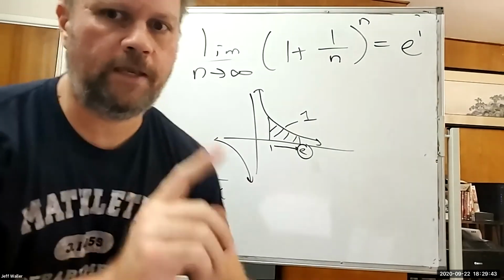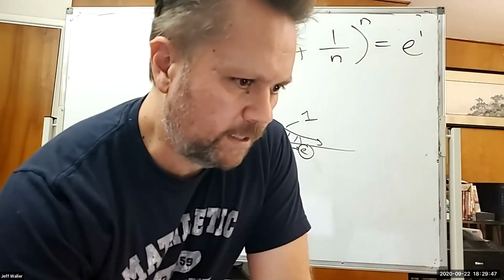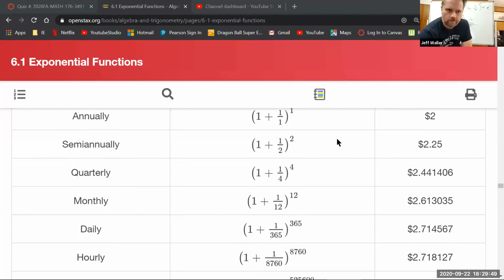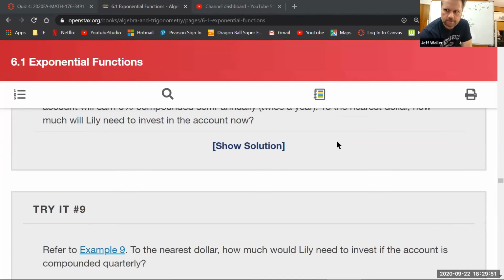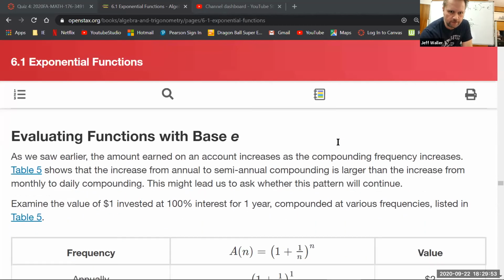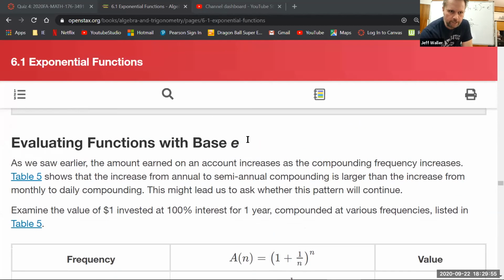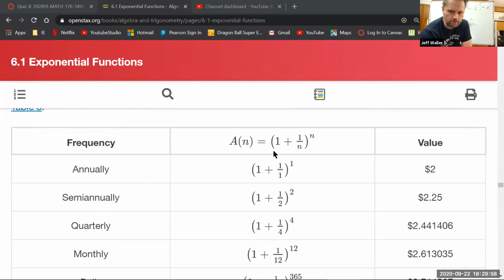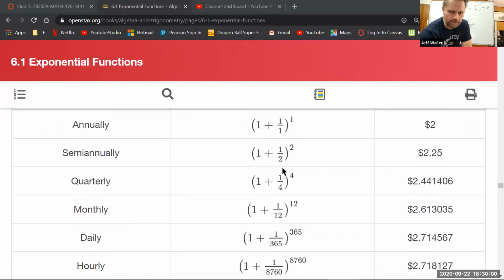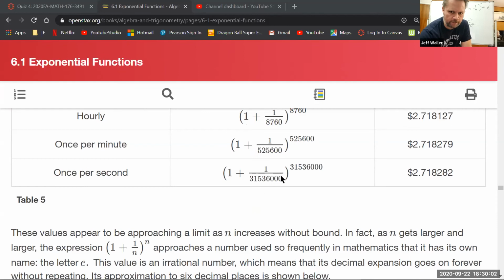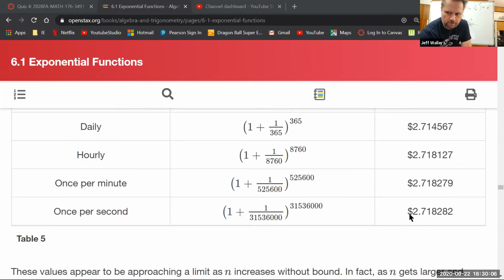So here's the page in the book. Evaluating functions with base e. They go through this step by step. They let n go really, really big. And here's that number they approximated that Siri gave us. And there's basically what e is: 2.71828, blah, blah, just like pi.